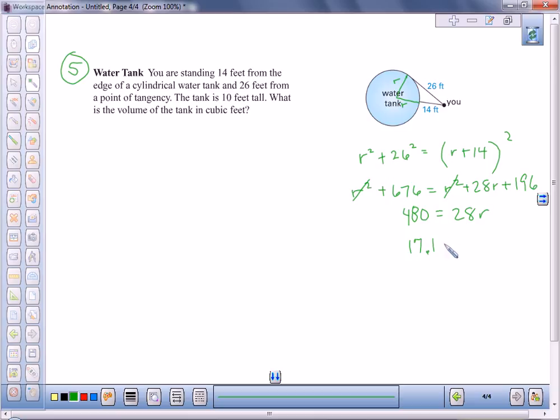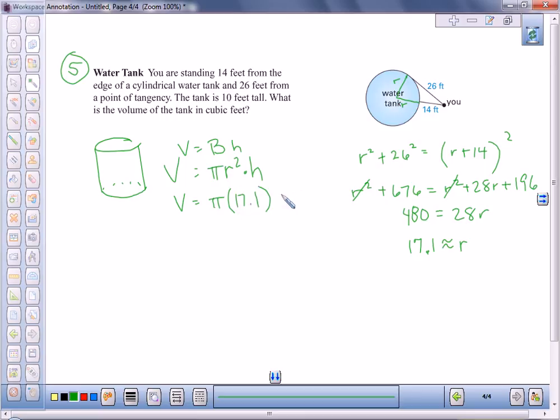So now we want a volume of a tank, a water tank. It says it's cylindrical, so let's think about our formula for the volume of a cylinder. Volume is the area of the base, big B, times the height. The base is pi r squared. The height. Okay, so now we have solved for r. We can plug that in. 17.1, and it tells us in the problem the height is 10 feet tall.